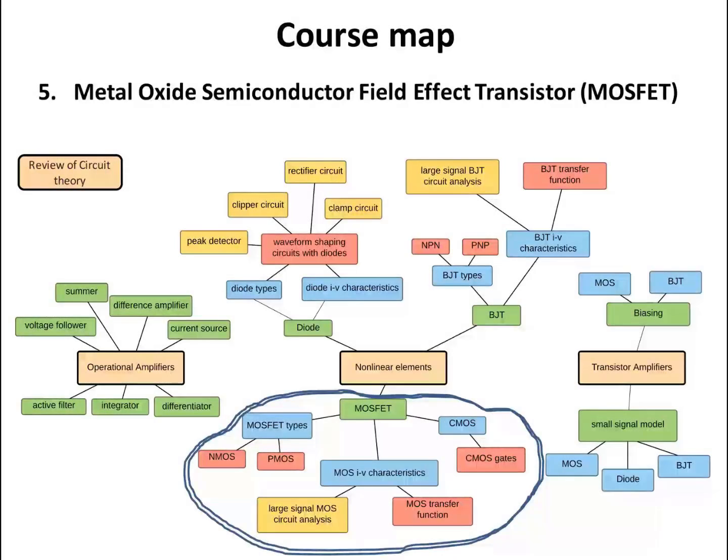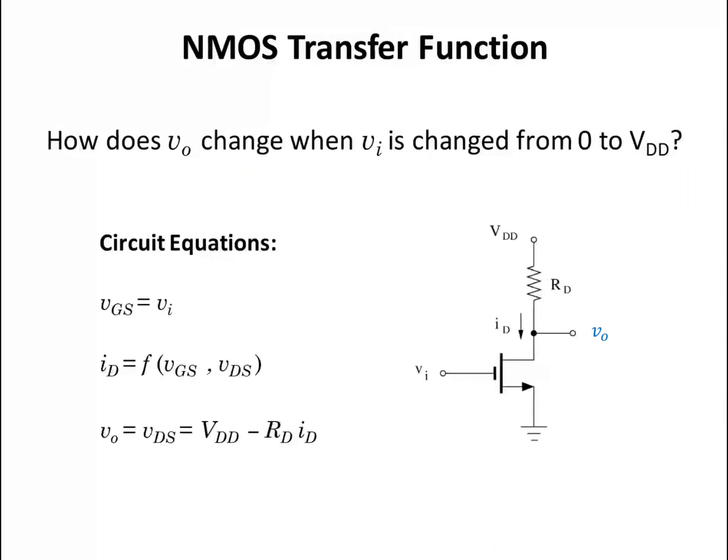Hello everyone, we're continuing the topic of MOSFETs and we're going to look at the MOSFET transfer function today. The goal is to find out how Vout changes if you change the value of the input signal Vi from 0 volts to VDD. So I'm looking to draw a graph that relates Vout to Vi.